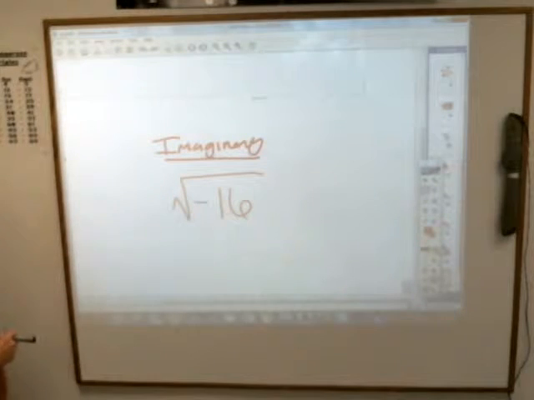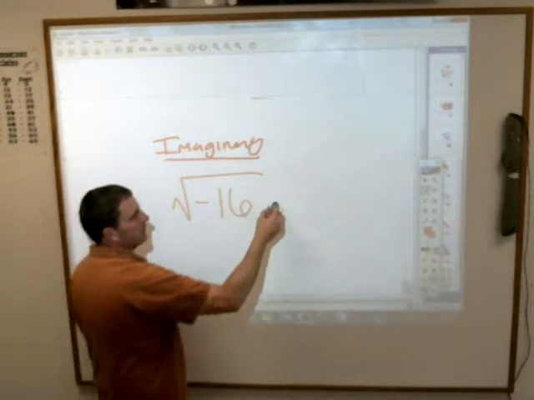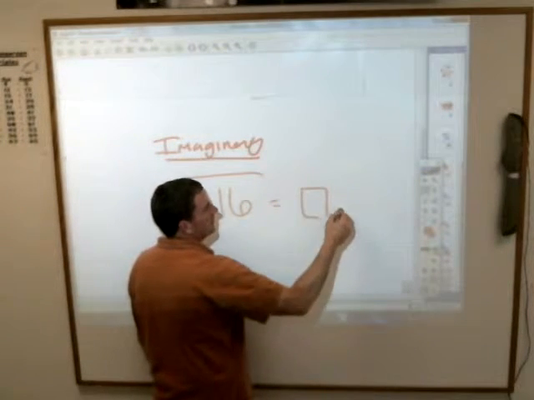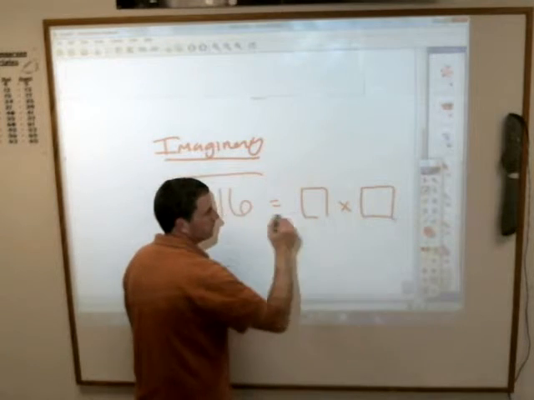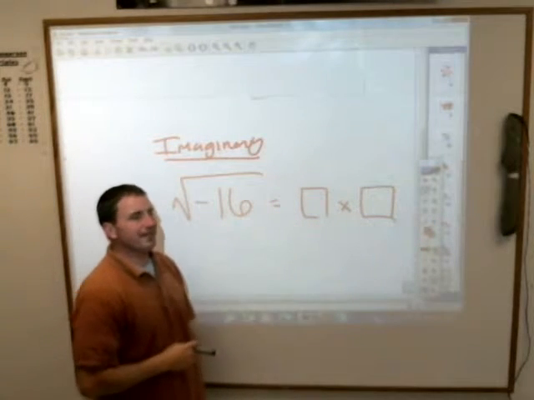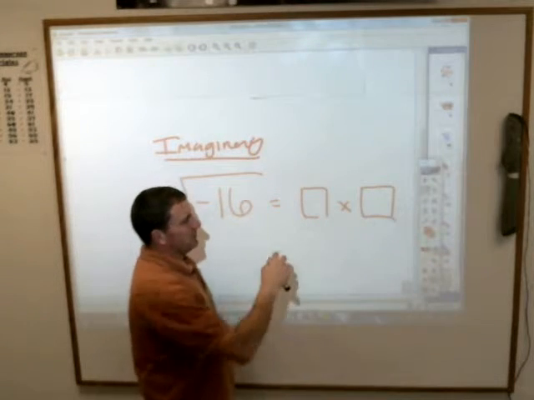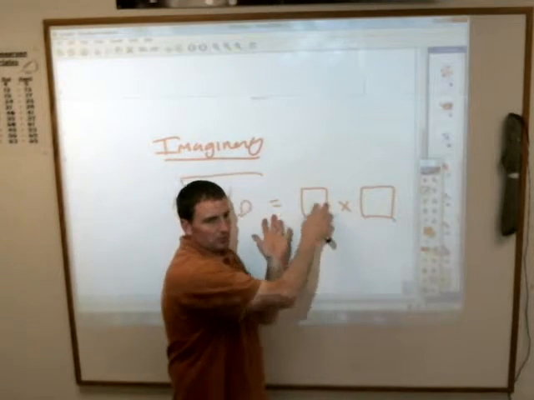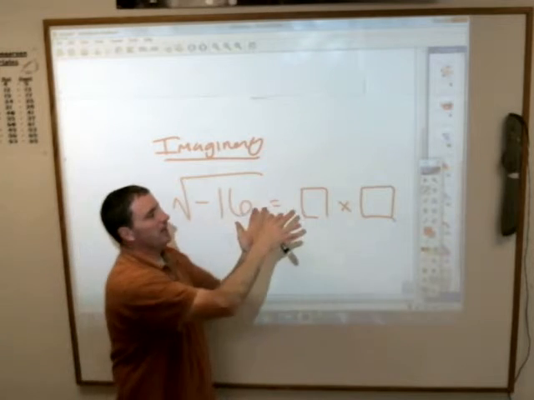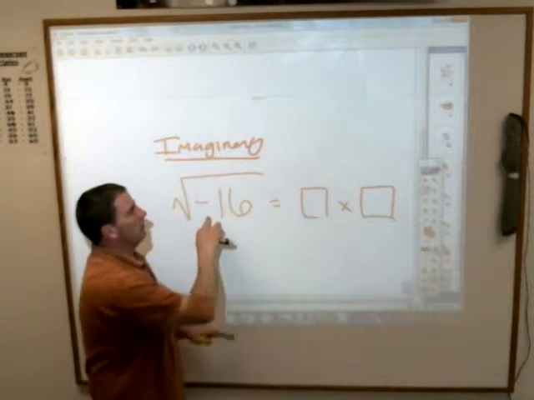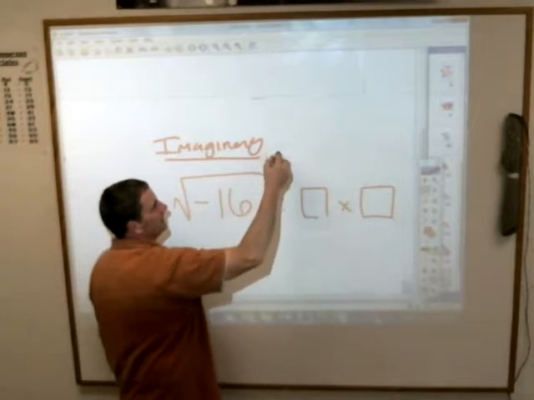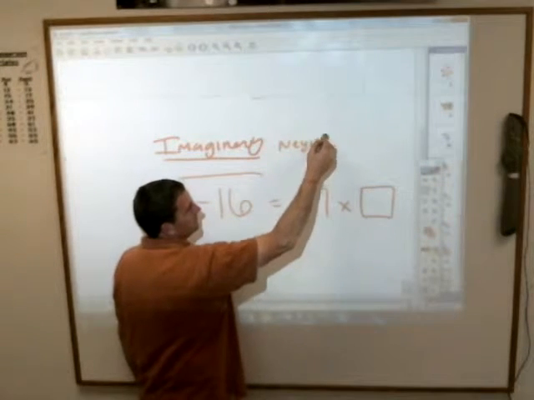The square root of a negative 16 isn't 4, because remember what square root is. Square root is the same number times itself. Tell me what number I would multiply by itself to give me a negative 16. It can't, because two negatives will always give you a positive, and two positives always give you a positive. So imaginary numbers are negative square roots.